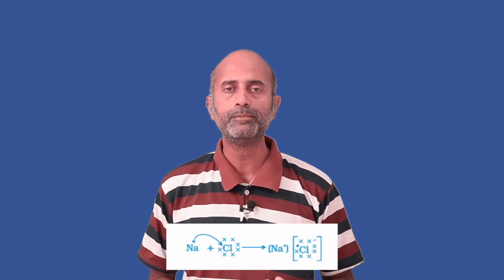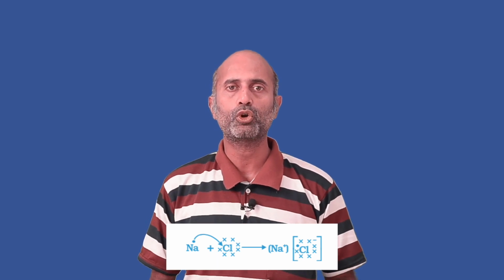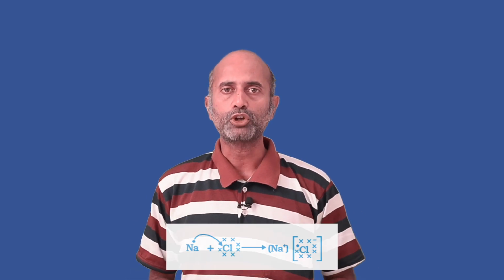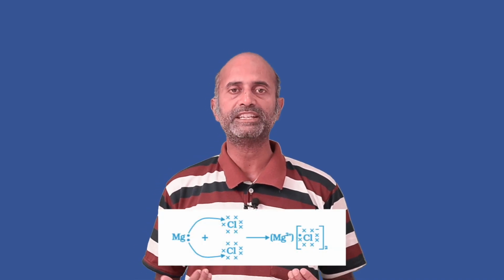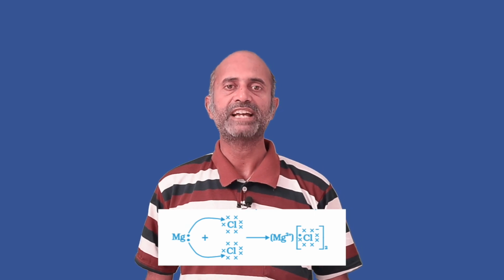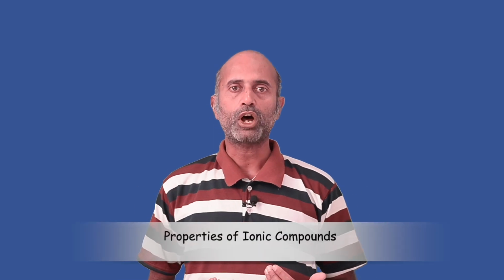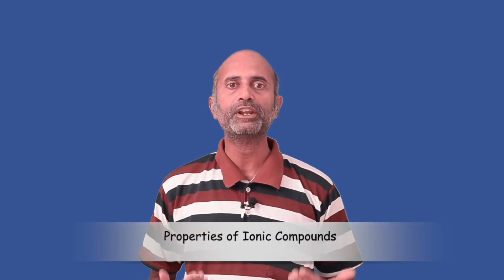So we have the chemical equation in the form of Lewis dot structures as follows, where Na stands for sodium, Cl stands for chlorine, and NaCl stands for sodium chloride or the common salt. Similarly, let's take another example of magnesium chloride, where Mg stands for magnesium, Cl2 stands for chlorine, and MgCl2 stands for magnesium chloride, respectively.